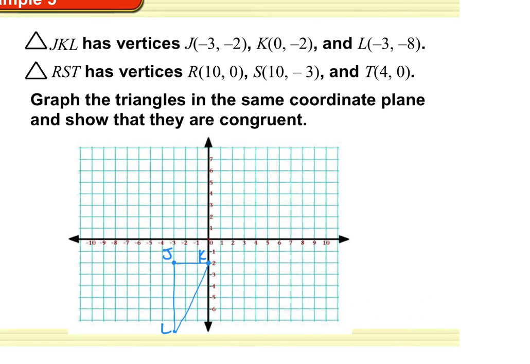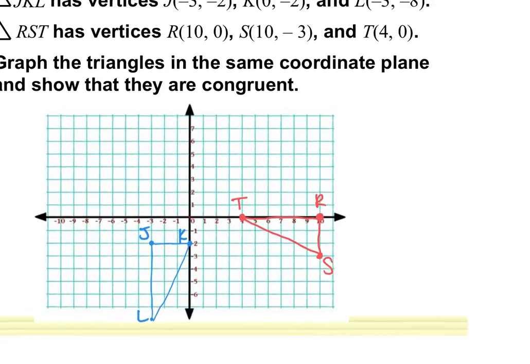And then R, S, T is 10, 0, 10, -3, and 4, 0. It says graph the triangles in the same coordinate plane, which we just did. Oh wait, R was 10, 0, sorry. R, S, and T. And then show that they are congruent.